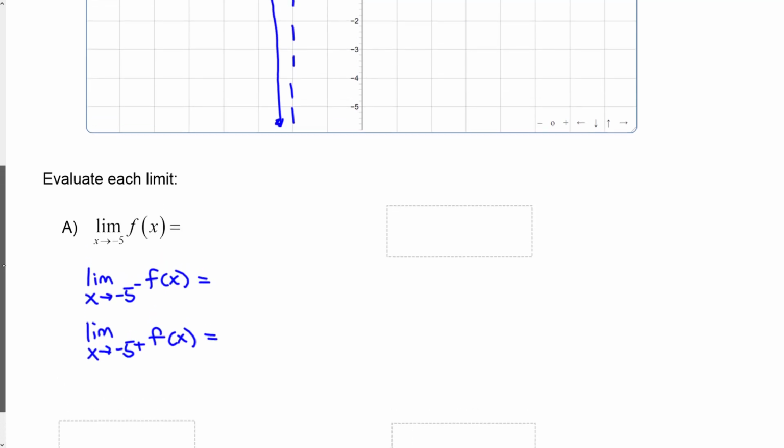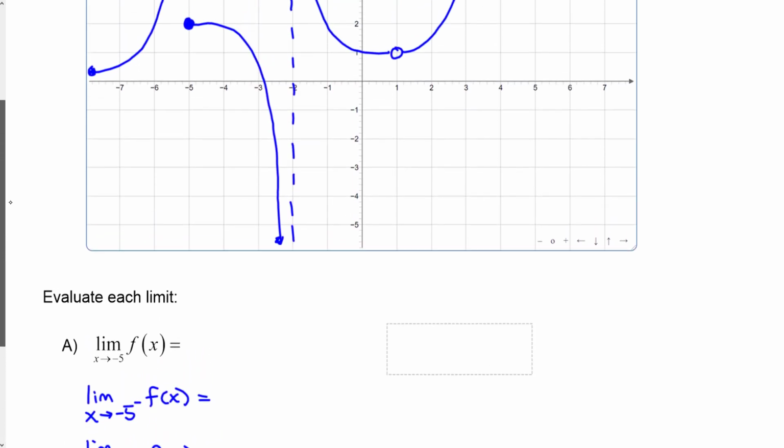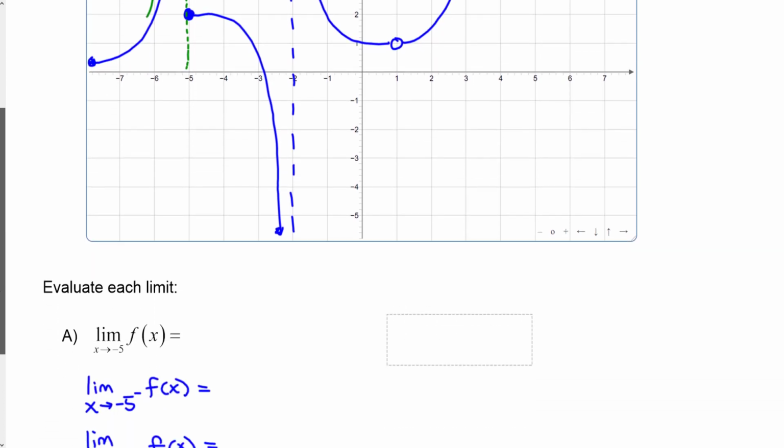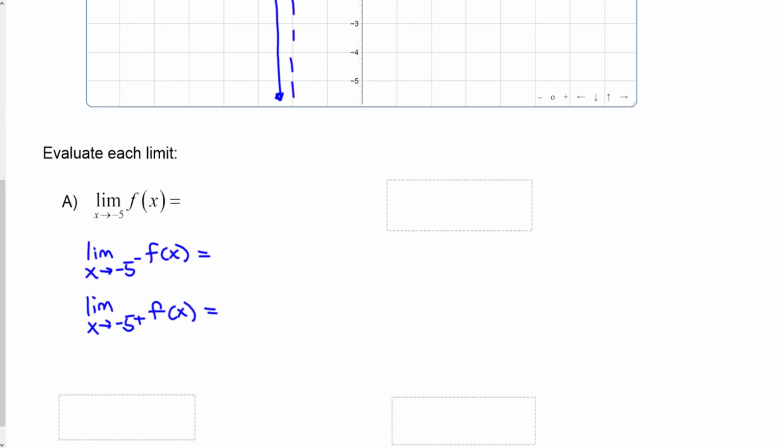And finding those, we just use the graph itself. So here's negative 5. So what I want to do is see what's happening to the graph as we approach this x value. So from the left-hand side, observing the y values, they are increasing up to this particular point. Now that particular point, it looks to me like it's at positive 4. So I think that's a safe assumption that the limit from the left here is positive 4.